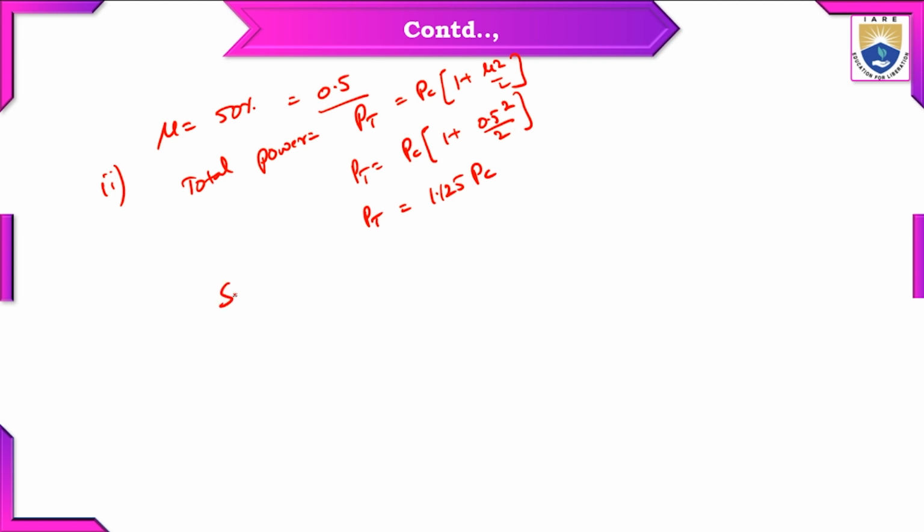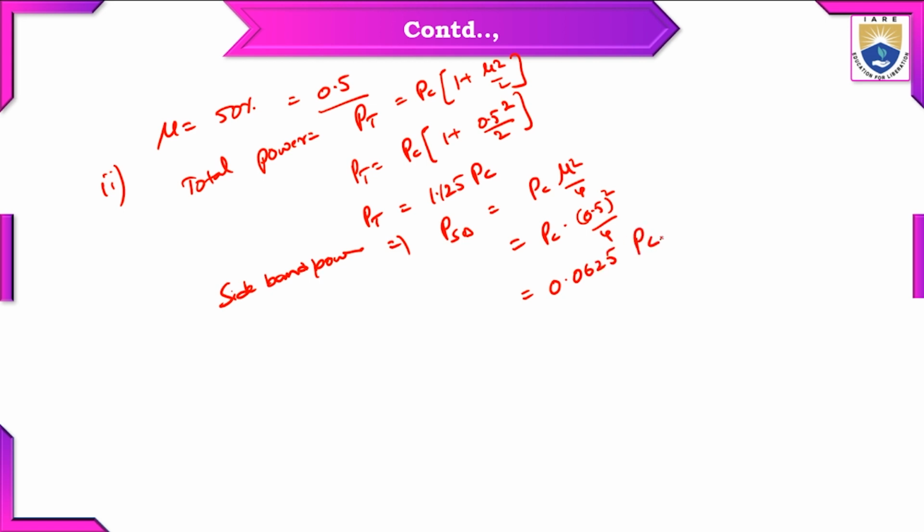Now sideband power. Sideband power PSB is equal to PC mu square by 4. What is the mu value? 0.5 whole square divided by 4. Again 0.5 whole square is 0.25, divided by 4. So it is 0.0625 PC. So this is PSB.